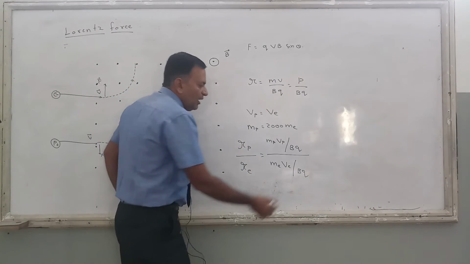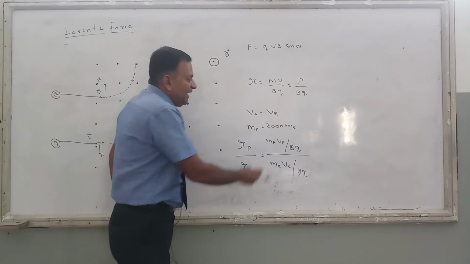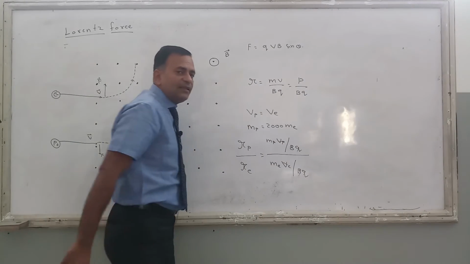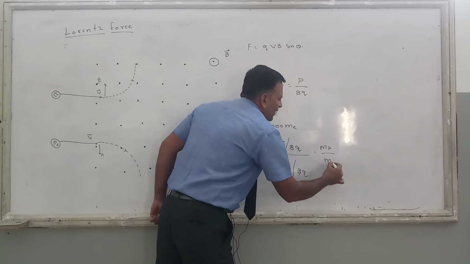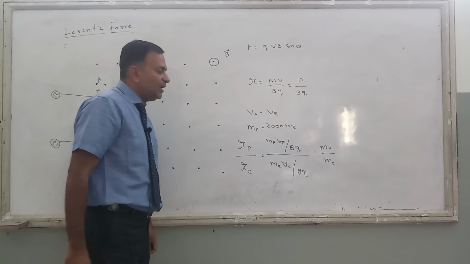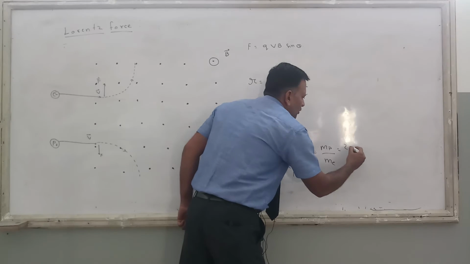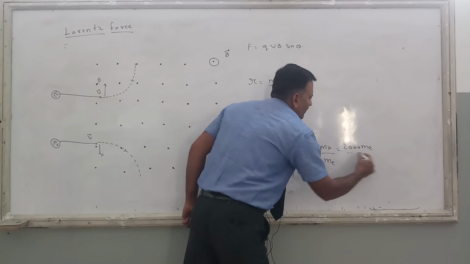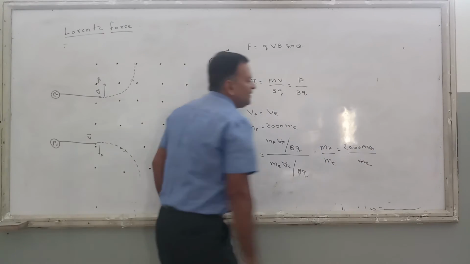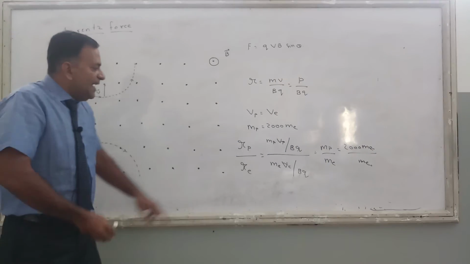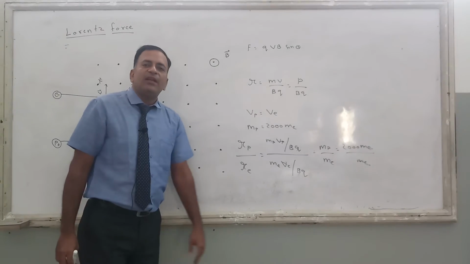ठीक है, क्या होगा? Q, charges are equal, they will cancel. Magnetic fields are equal, they will cancel. Their velocities are also equal, they will cancel. What remains is only this, mass of proton upon mass of electron. Now see, mass of proton is equal to 2000 times the mass of electron, and in the denominator you have mass of electron. These will cancel out. So what do you get? Radius of proton will be 2000 times the radius of electron.